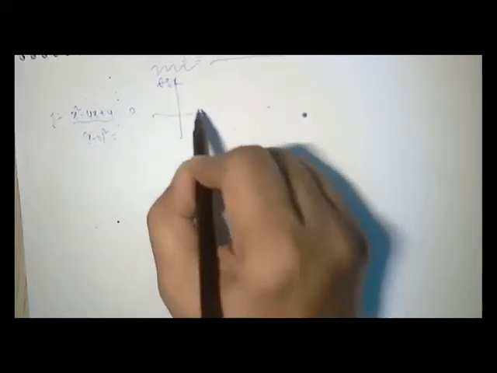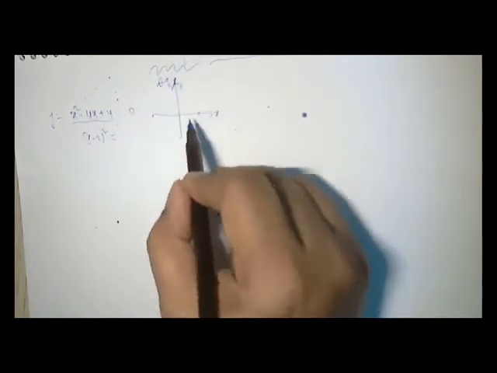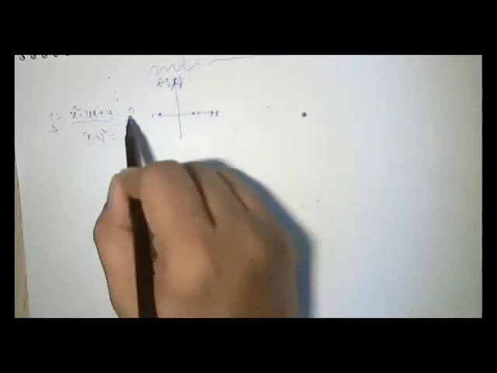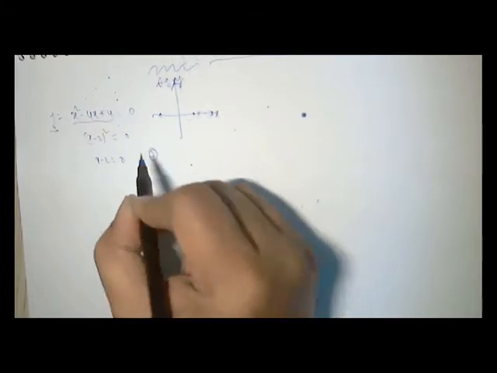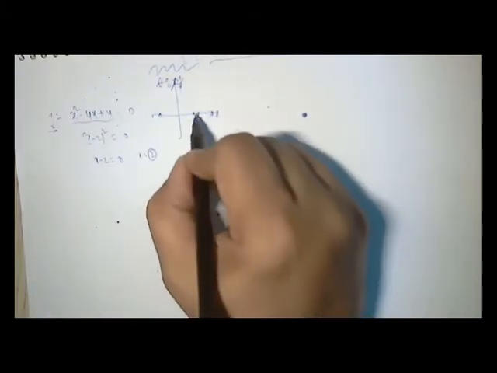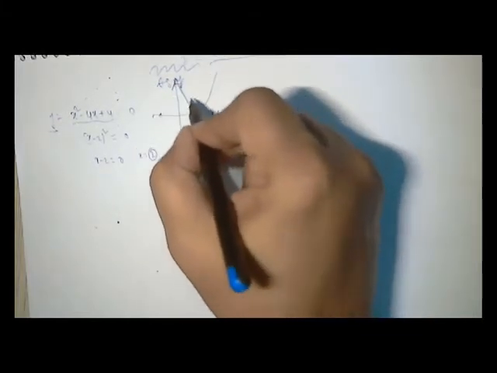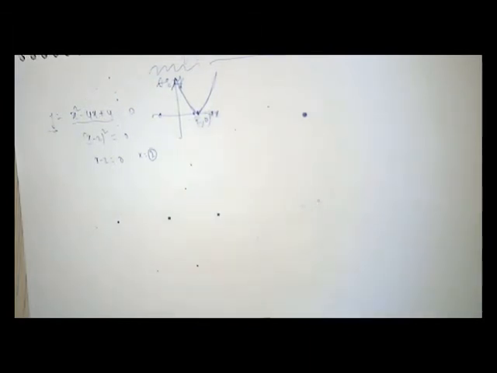Why zeros? Zeros means the y component is 0. For what values of x, this is the x-axis, is y 0? Entire equation is termed as y. So zeros of the equation means when y is 0. So x minus 2 whole square is 0. That means x minus 2 is 0, x is equal to 2. If I put 2 here, the graph of x minus 2 whole square will be like this. This is 2 and y is 0.